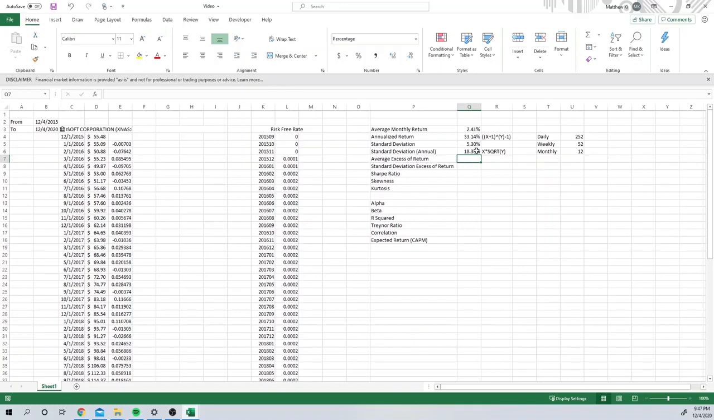Now we calculate. This by itself can tell you a lot. It tells you it has a high return. A 33% annual return is pretty high, along with its standard deviation. And from that, we can almost calculate Sharpe.